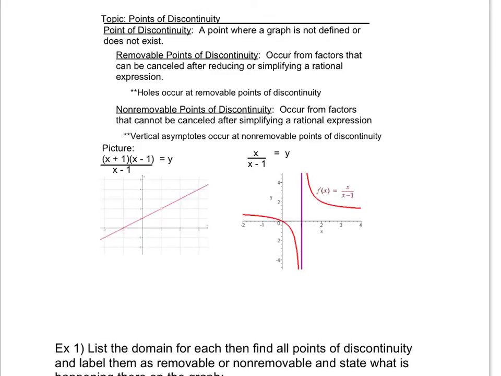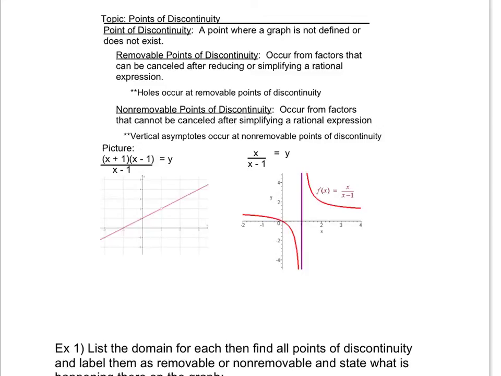In terms of what's happening when we look at the graph, if I look at the graph where there's a removable point of discontinuity, I'm going to have a hole there. And I'm going to show you, or you can see below already, what a picture of that looks like. In terms of non-removable points of discontinuity, that's going to be if we factor and we can't make the factor that gave us a restriction in the domain go away, then that's a non-removable point of discontinuity. And what we're going to have there is something that we call a vertical asymptote. So notice right below these definitions here, I have a couple pictures. So let's look at these pictures.